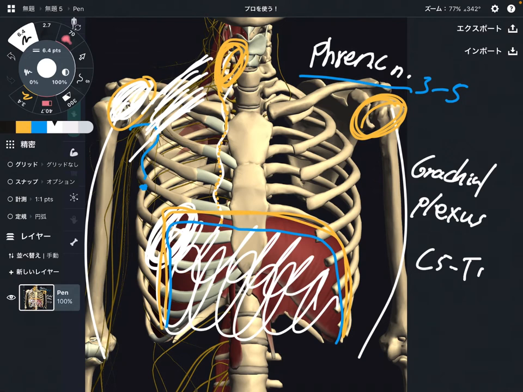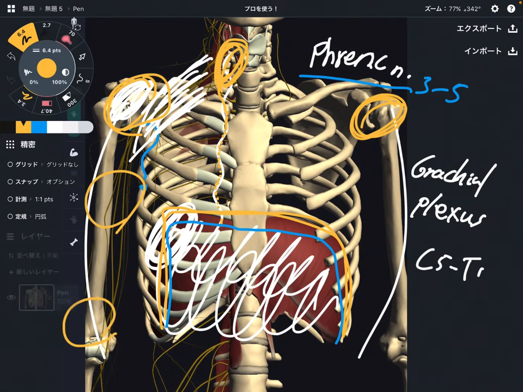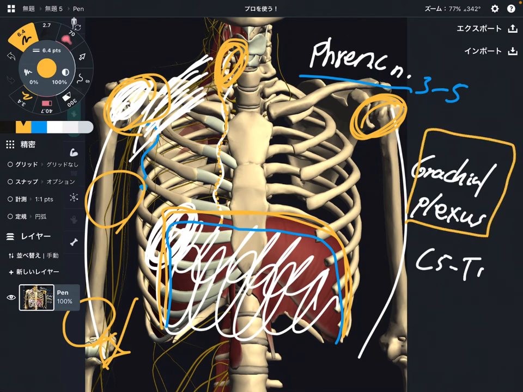If the brachial plexus got damaged, that can create pain, or numbness, or restriction of range of motion. Maybe around the shoulder, maybe around arm, elbow, wrist, and fingers. That's why this is very important for upper extremity. Okay, brachial plexus, C5 through T1.